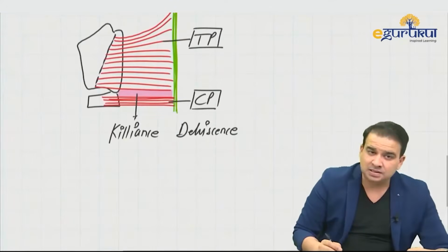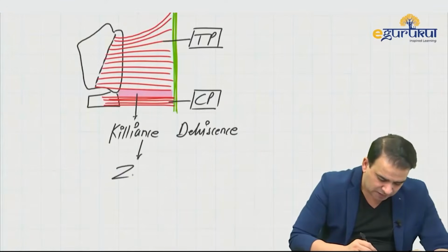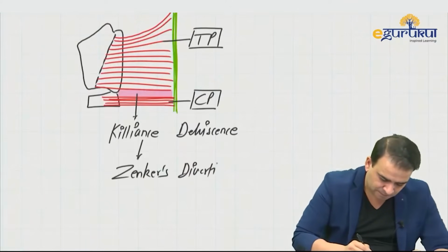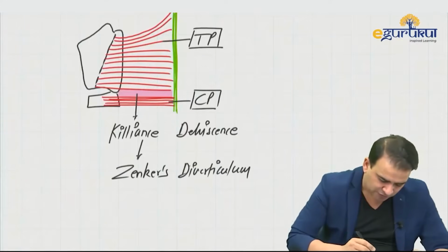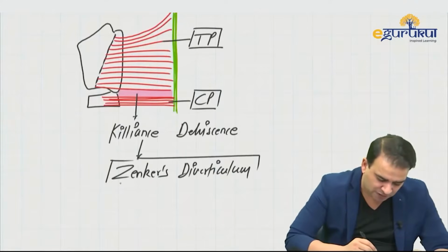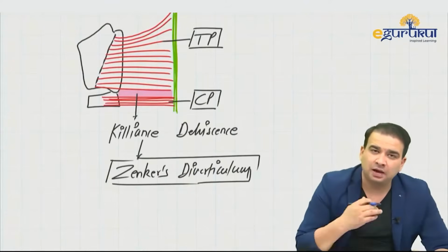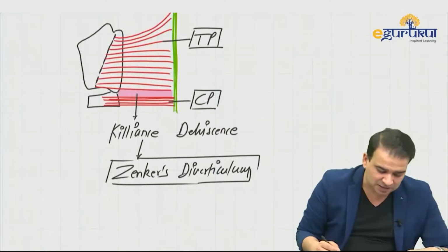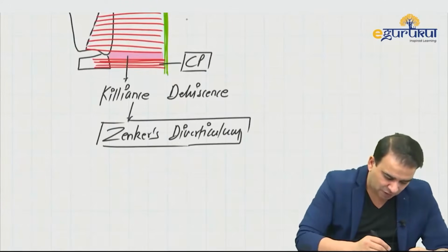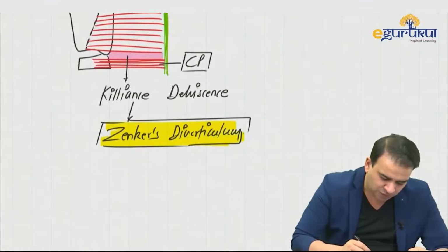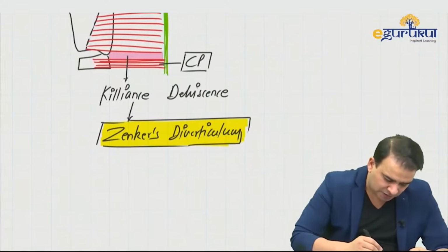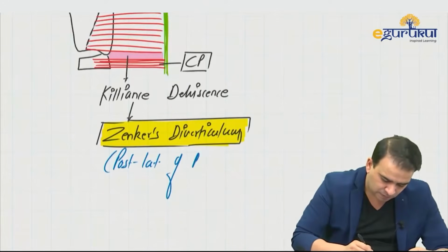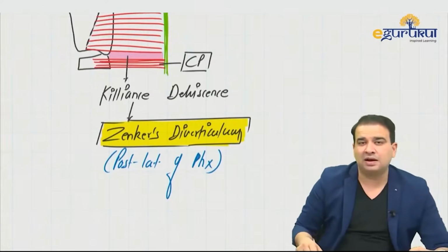And this Killian's dehiscence is the site for Zenker's diverticulum. So if there is any neuronal incoordination between the thyropharyngeus and the cricopharyngeus, it will give rise to this diverticulum between the thyro and crico from Killian's dehiscence, called Zenker's diverticulum. And this Zenker's diverticulum, please also note, is seen in which wall of the pharynx? It is present in the posterior lateral wall of the pharynx.